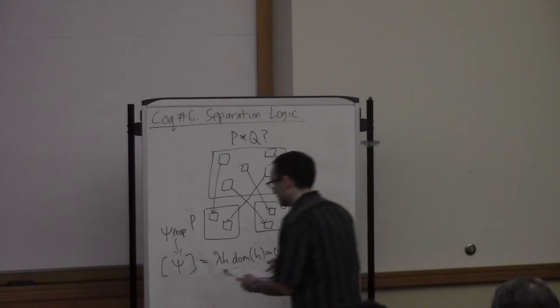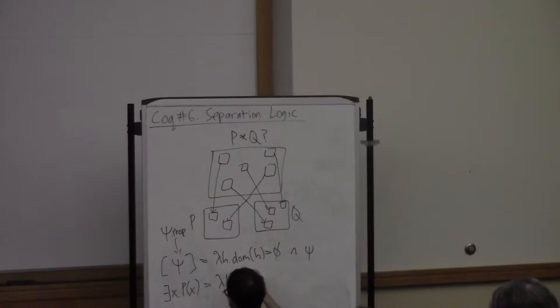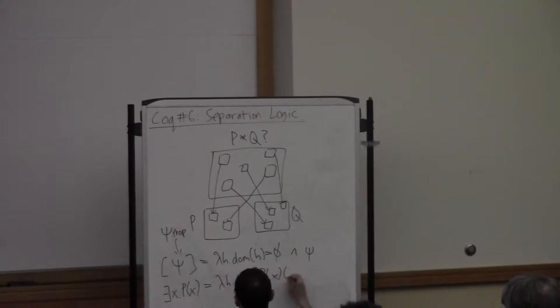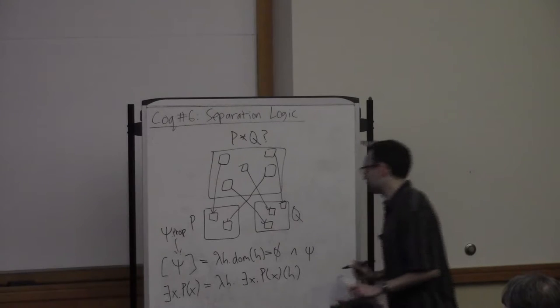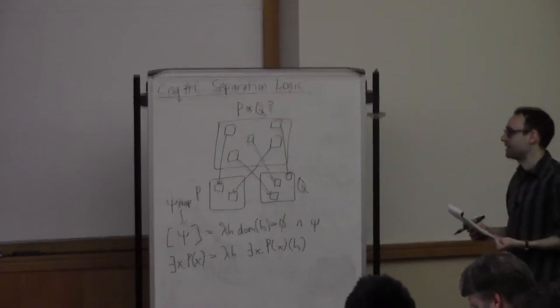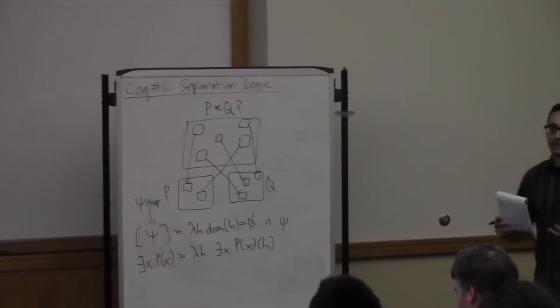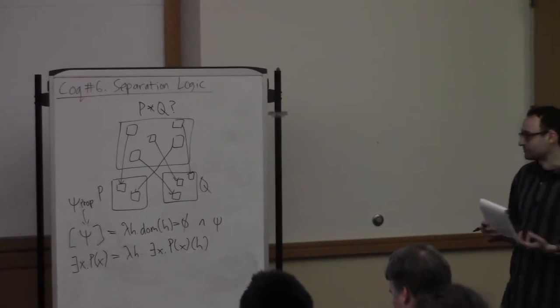And one last connective that we'll need is just lifting the notion of an existential quantifier. This can have any type as its domain. I'll omit the types here for simplicity and say, the meaning of this is just that there exists an x such that p applied to x applied to the heap holds. So it's just a kind of rearrangement of the operators to get the natural idea of an existential quantifier for this domain of predicates over partial heaps instead of just the domain of propositions.